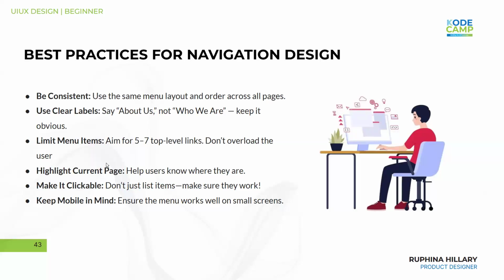The next one is to highlight the current page. Simply help users know where they are. When we were navigating the KodeCamp website, when we were at the home page, the home was highlighted, it was blue. When we went to contact us, contact us became blue and home became neutral, the normal color.